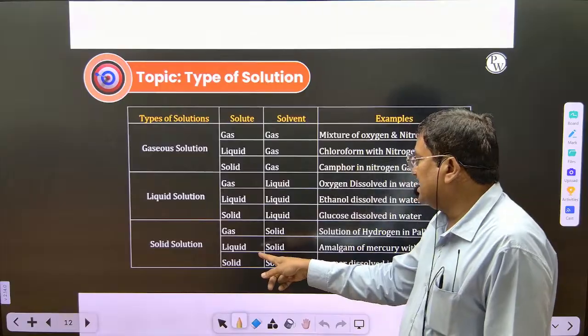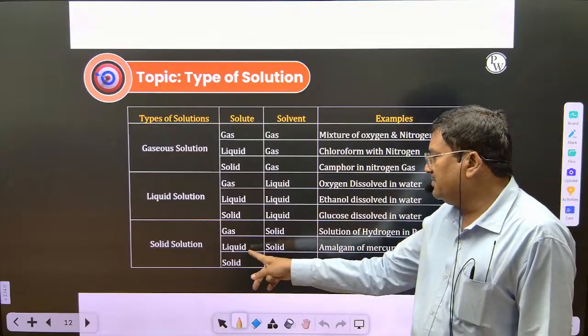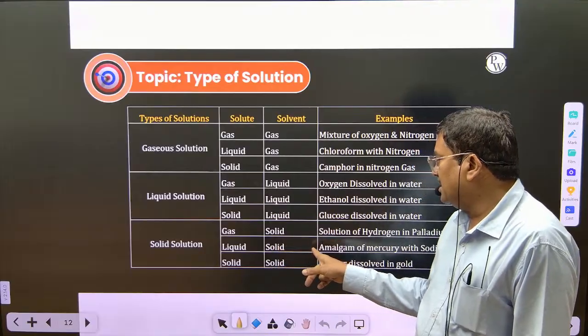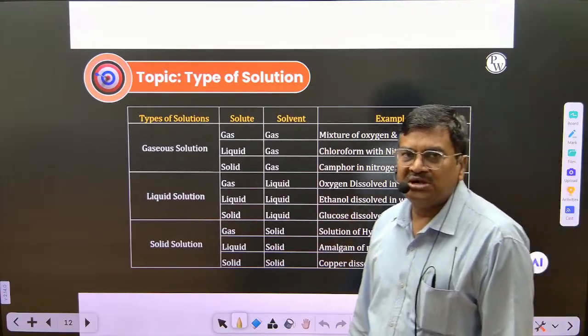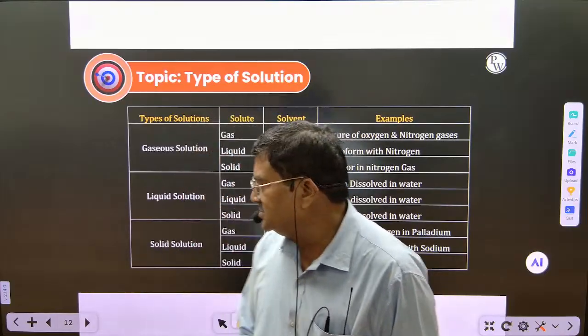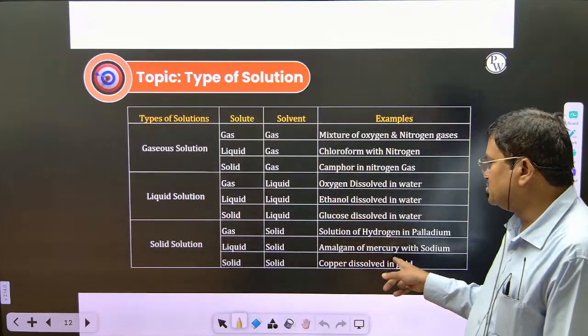So what is the second category in the solid solution? Liquid dissolved in solid. That means you are putting a liquid in more amount in solid. This is what? Amalgam. What is meant by amalgam? Any metal with mercury is called amalgam. This is the second category in solid solution.